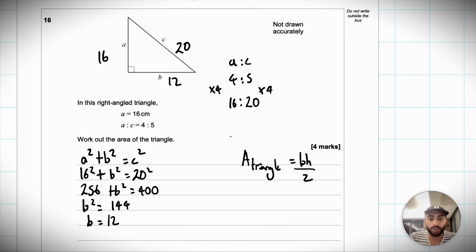Now we know b is 12, we can use this formula for area of a triangle. We're doing 16 multiplied by 12 and dividing it by 2. We can just do 12 multiplied by 8 because I've divided that 16 by 2. 12 times 8 is just 96 centimeter squared.